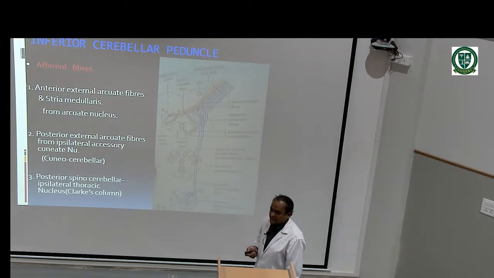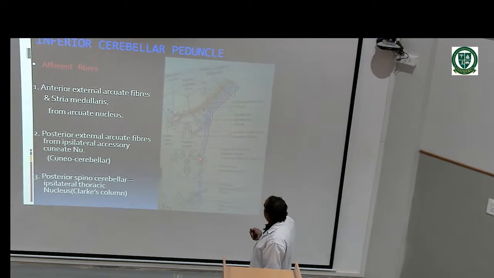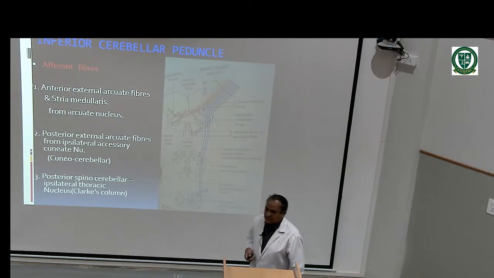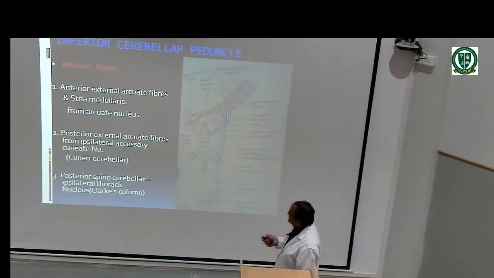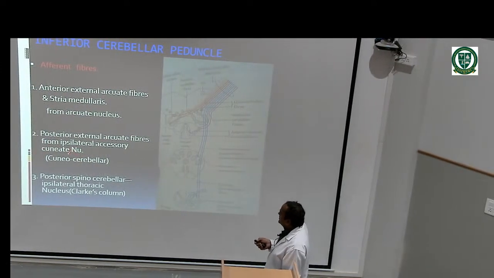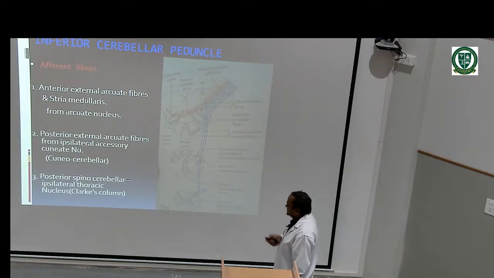Cuneo-cerebellar fibers arise from the accessory cuneate nucleus, ipsilateral. Ipsilateral means same side. From the same side of the accessory cuneate nucleus, they arise and go to the cerebellum. So these are called cuneo-cerebellar tracts.